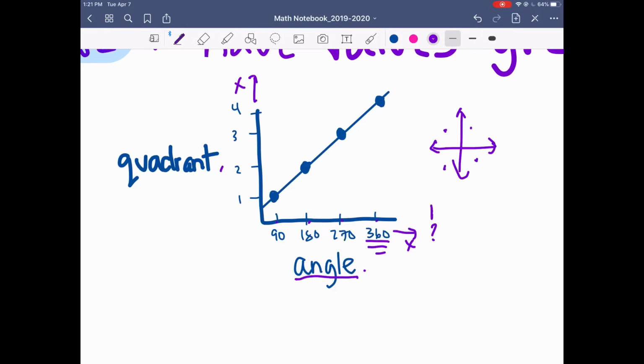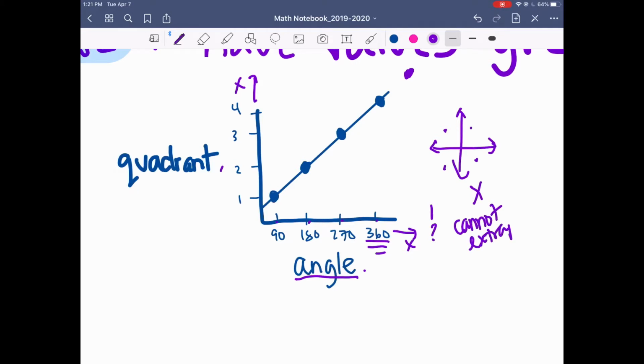So you can't go beyond this data and say, oh, in quadrant 5, it's going to be at 400 and some degrees, because there's no such thing as angles greater than 360. So you cannot extrapolate here.